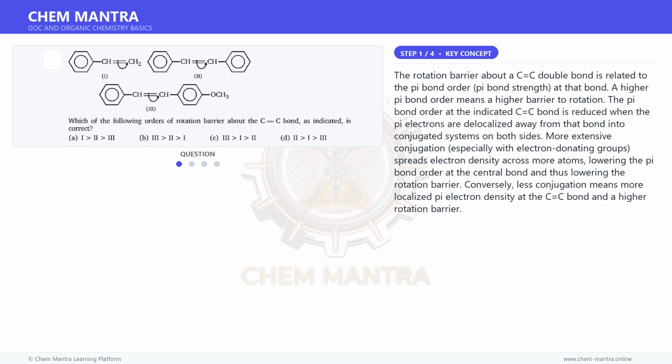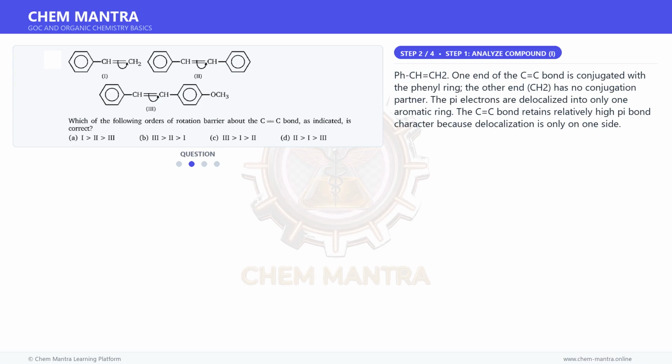More extensive conjugation, especially with electron-donating groups, spreads electron density across more atoms, lowering the pi bond order at the central bond and thus lowering the rotation barrier. Conversely, less conjugation means more localized pi electron density at the C=C bond and a higher rotation barrier. Moving on to the next step.